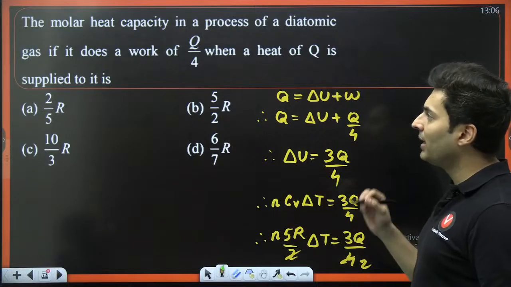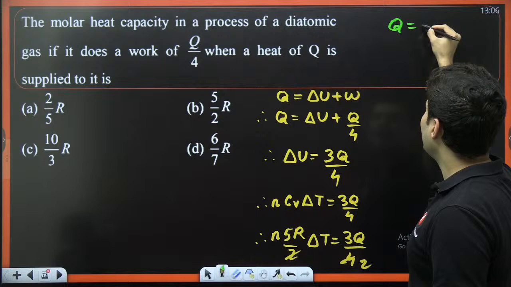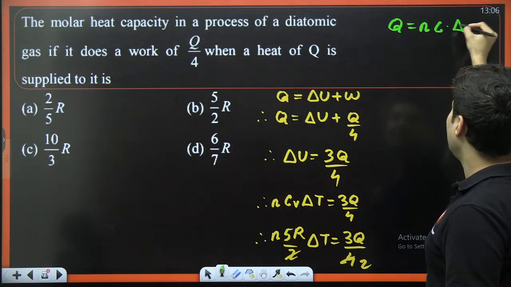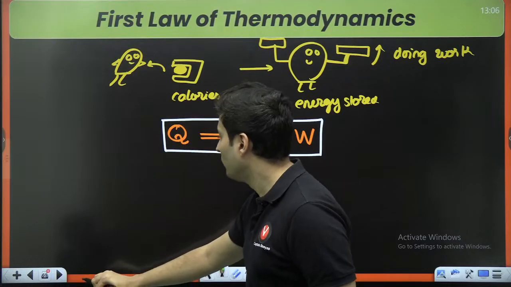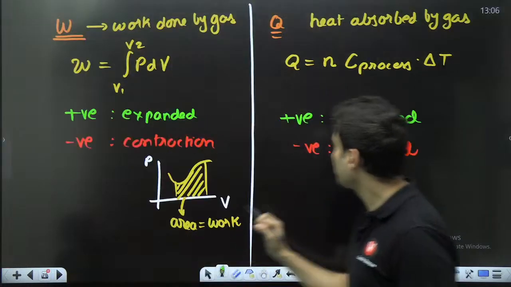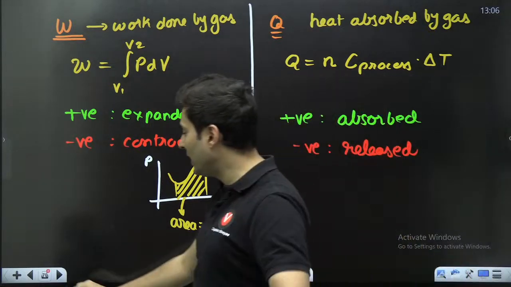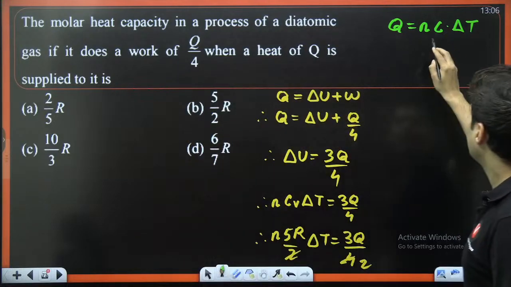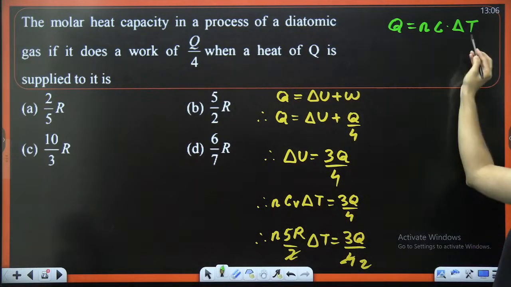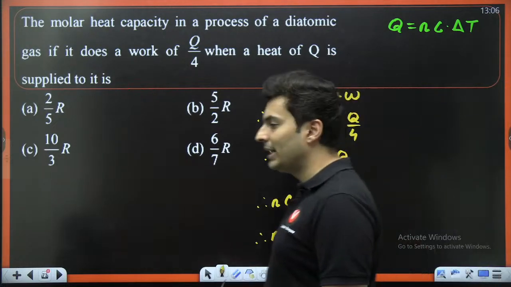I want to find the molar heat capacity. Q will be N C delta T. That's the formula for Q. If you remember correctly, over here, Q is N C for the process delta T. That C depends on that process. So over here, I don't know C, but I know the value of N delta T from here.